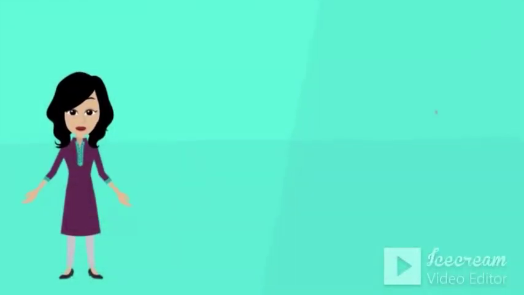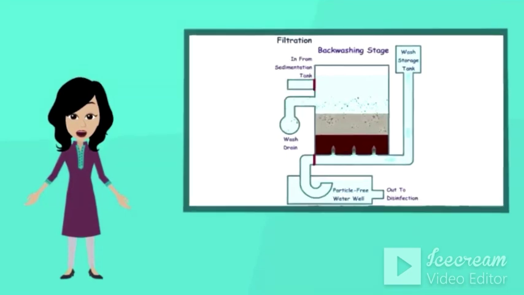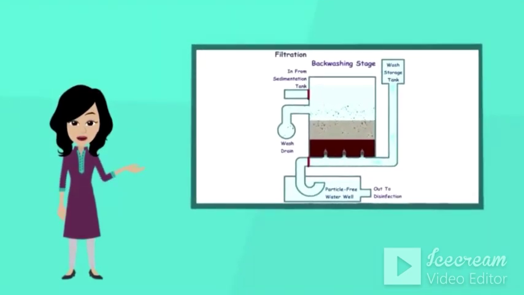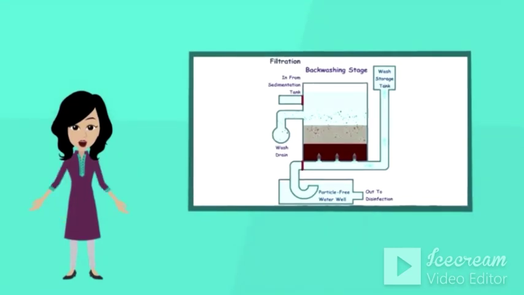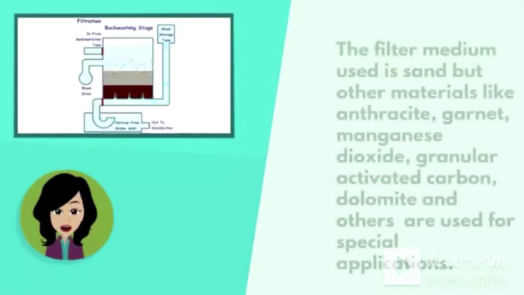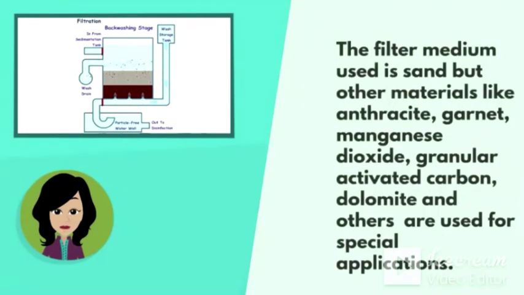We know that filtration removes contaminants, but there is much more behind this, which is filter operation. The filter medium used is sand, but other materials like anthracite, garnet, manganese dioxide, granular activated carbon, dolomite and others are used for special applications.